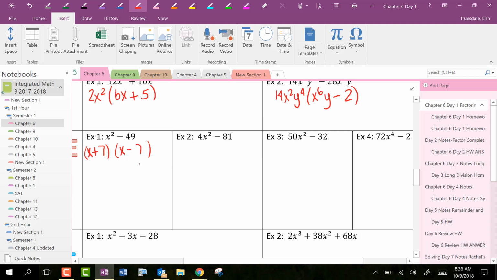Okay. Example 2 then. Also difference of 2 squares. So we have 2x and 2x because 2x times 2x gives you 4x squared. I need plus and minus, and then 9. 9 times 9 is 81.